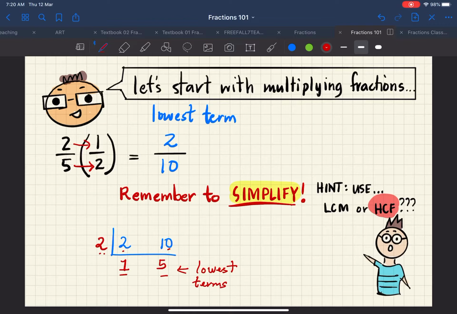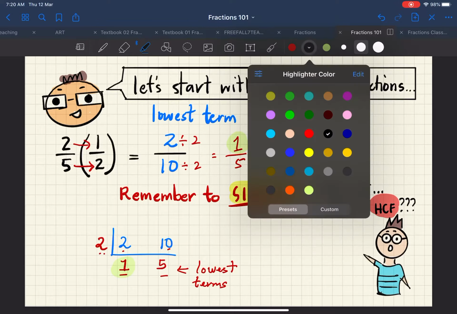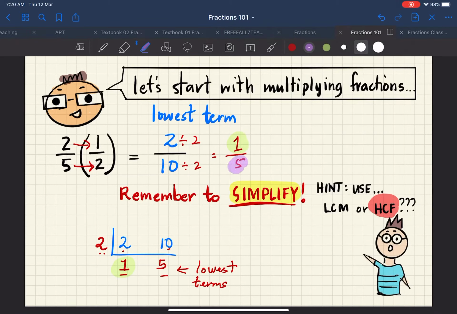Okay? So I will do this here, divided by 2, divided by 2, and the answer is 1/5. Now, if you notice, there you go, 1, the numerator. And then 5, and there's your denominator. So if you do this properly, you can use the values to make your fraction.